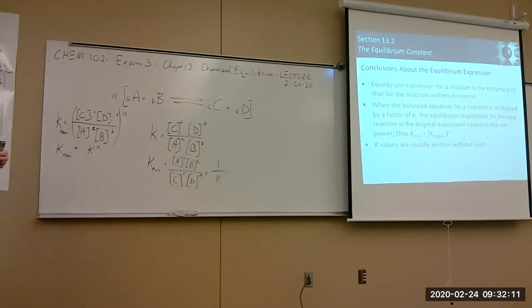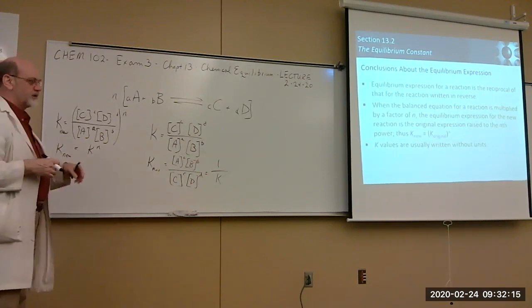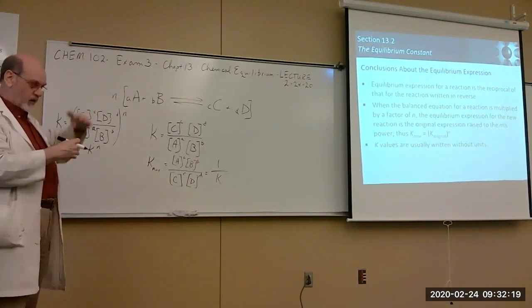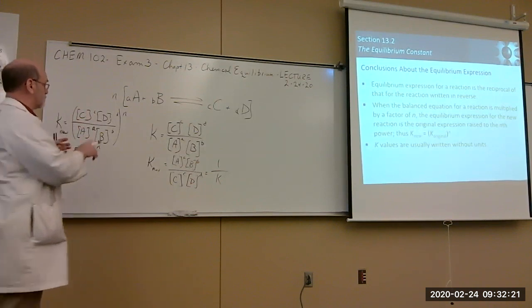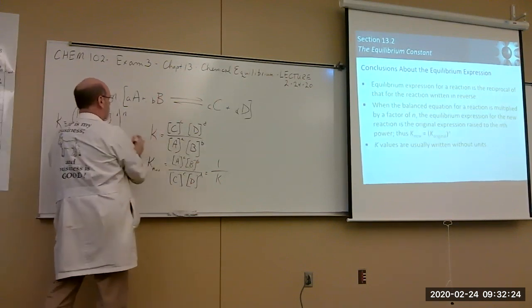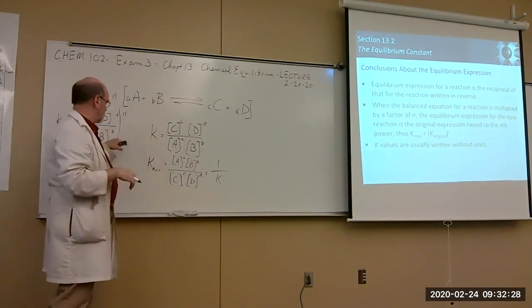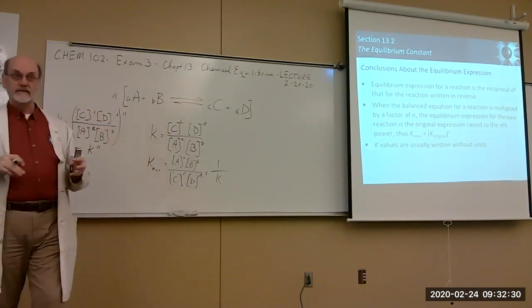Those are valuable bits of information when we get to work with the K values and we start combining equations. We combine equations, and maybe we have to do some transformations. We might have to flip it. We might have to multiply it by a factor of some kind. So we need to know how to do these things, what to do with the K values.